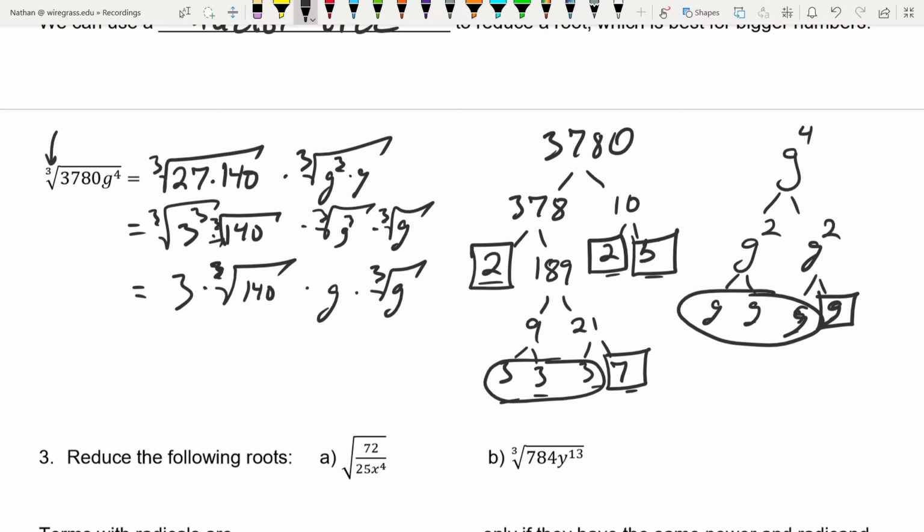And that's simplified form. But what I can do right here is I just say, well, this means that there's a g on the outside. This means there's a 3 on the outside. And that means there's going to be 3 and g on the outside. So we're going to get 3g.